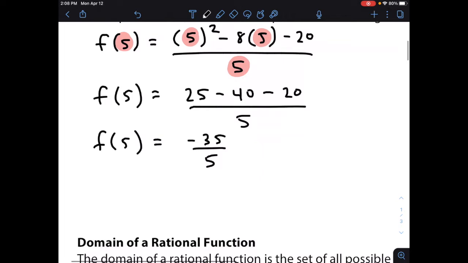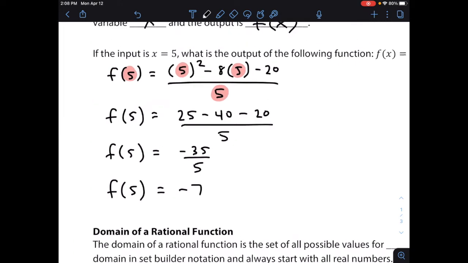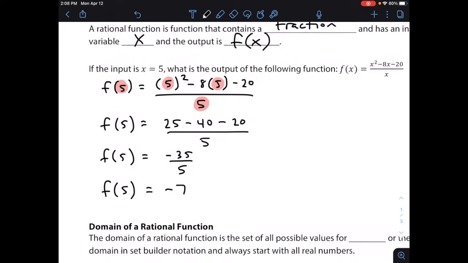And then I'm going to simplify one more time and just simply divide negative 35 by 5, and we end up with negative 7. Okay, so the input of our function was 5. That means the output of our function is negative 7. So our output down here is negative 7. All right, so just a little reminder of input and output, what they mean when it comes to a function.